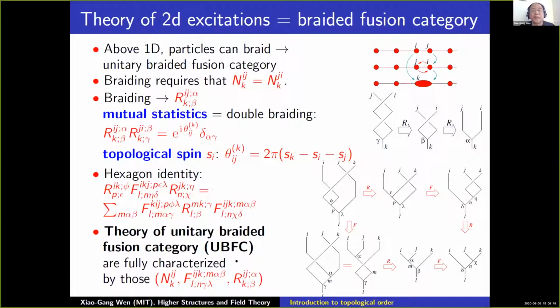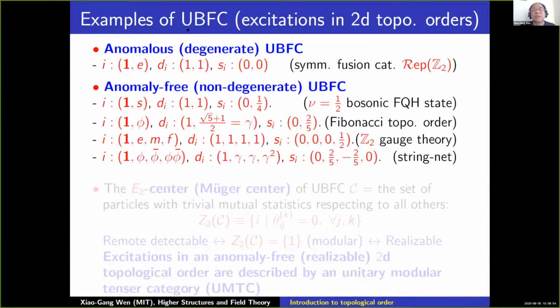And the braided fusion category is supposed to describe excitations in two-dimensional topological order. So here, let me give you some examples. The simplest braided fusion category has two objects, the identity trivial object and e. They both have quantum dimension 1. They both are bosons. And this has a formal name: it's the representation category of Z2, a symmetric fusion category, Rep Z2.